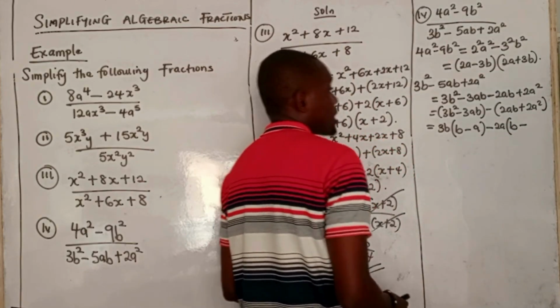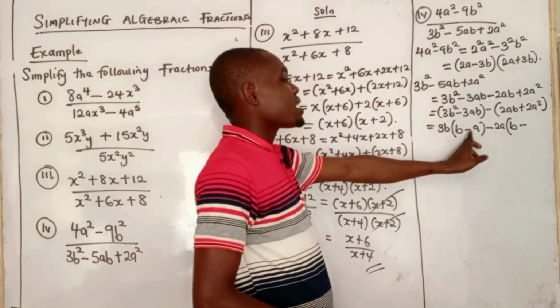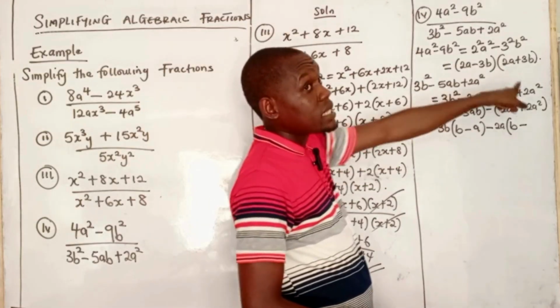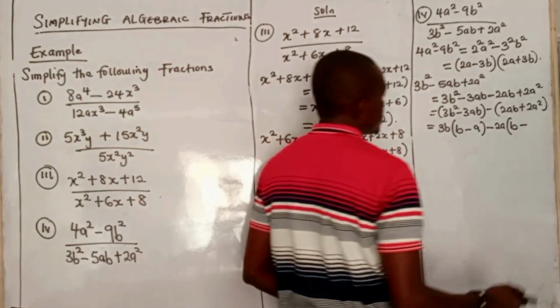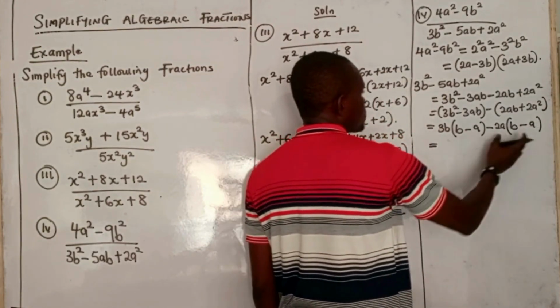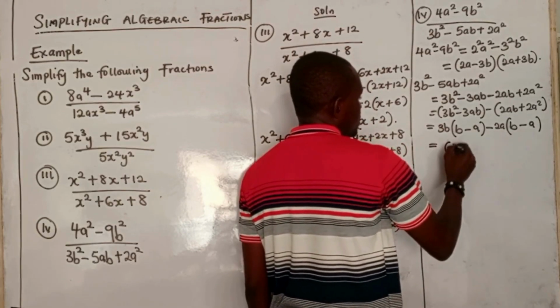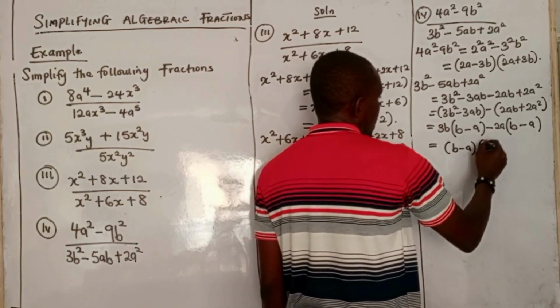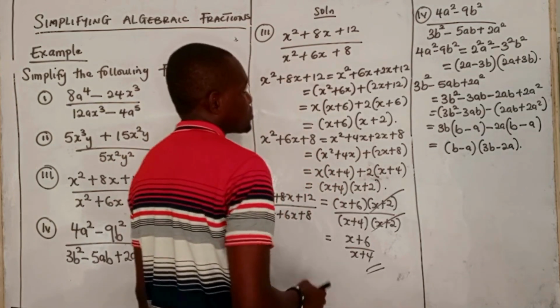And apart from that, in case you forget, you should also have it in mind that whatever sign is in your first bracket will determine what sign will come into your second bracket. So by the time 2a leaves here, I have this. So what now happens? I'll take one of it, which is b minus a, and then I'll take 3b minus 2a. I've been able to factorize that.